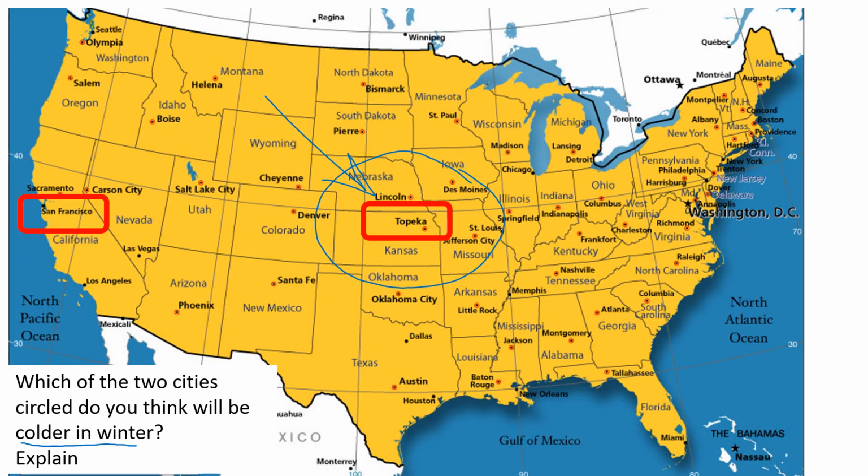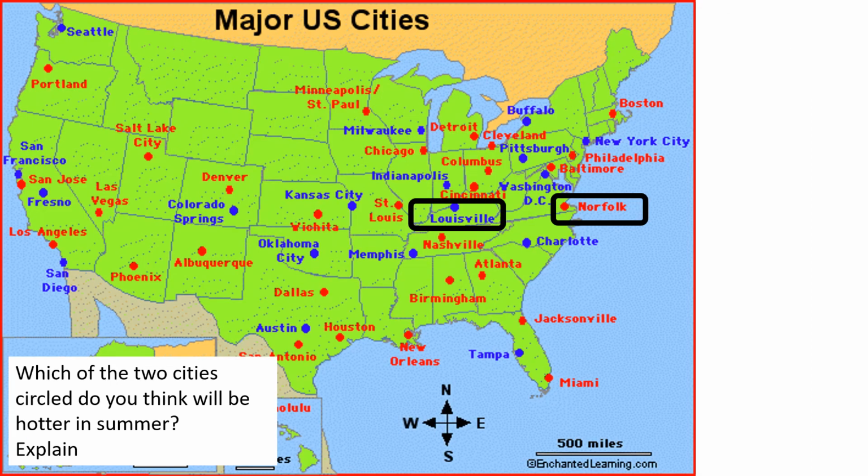San Francisco isn't going to change much throughout the year because it's right on the coast. It's not going to get really hot in the summer. It's not going to get really cold in the winter. Topeka, on the other hand, is going to get really cold in the winter because it's far away from the water. Which one of these two cities do you think will be hotter in summer?